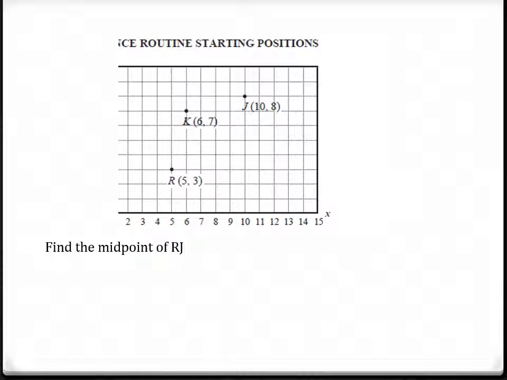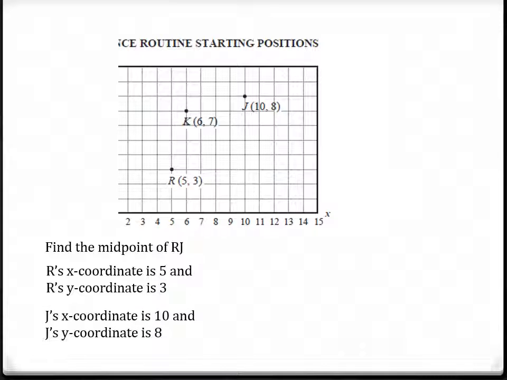Now we're going to look at the R coordinates. The R's X coordinate is 5, and the R's Y coordinate is 3. Now J's X coordinate is 10, and J's Y coordinate is 8. It's up to you which one you make your x1, y1, and your x2, y2. I do believe I made R's x1, y1, and J's x2, y2. So I'm going to substitute it into the formula.